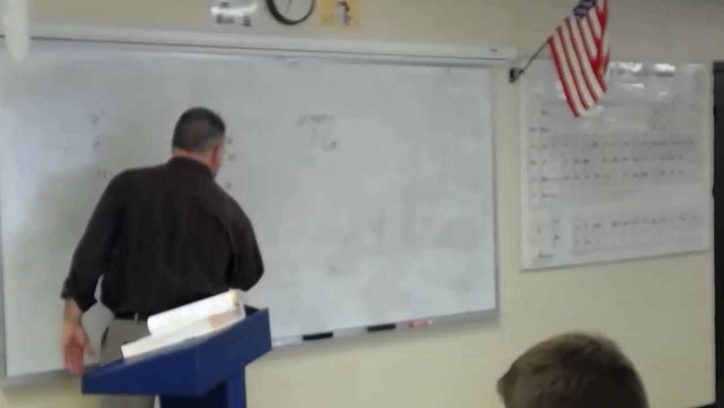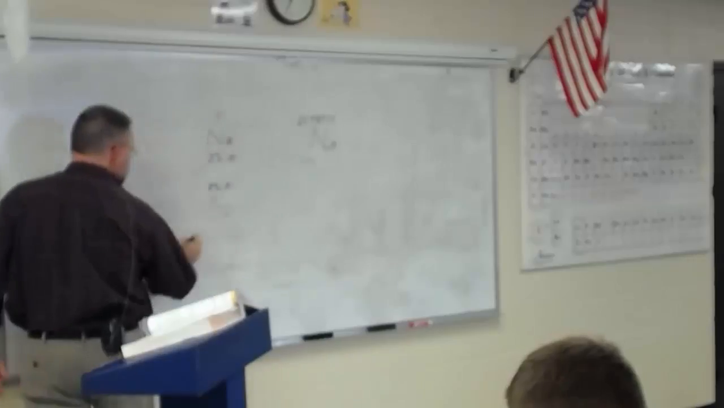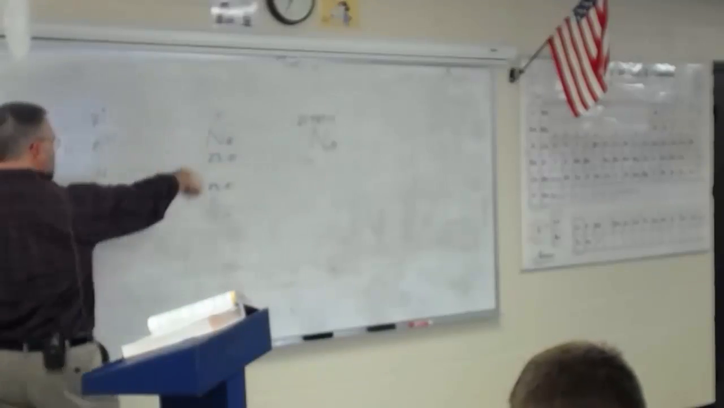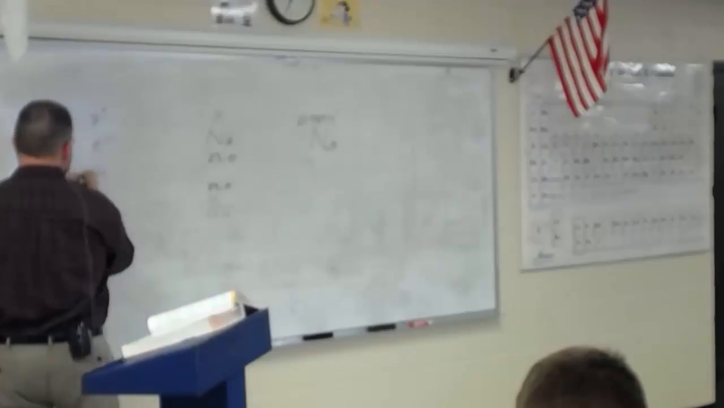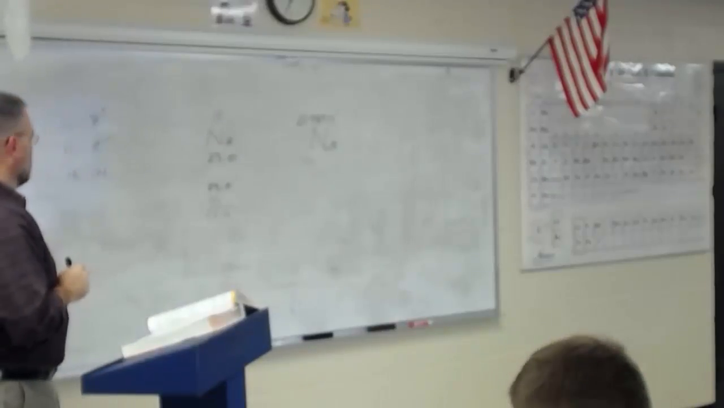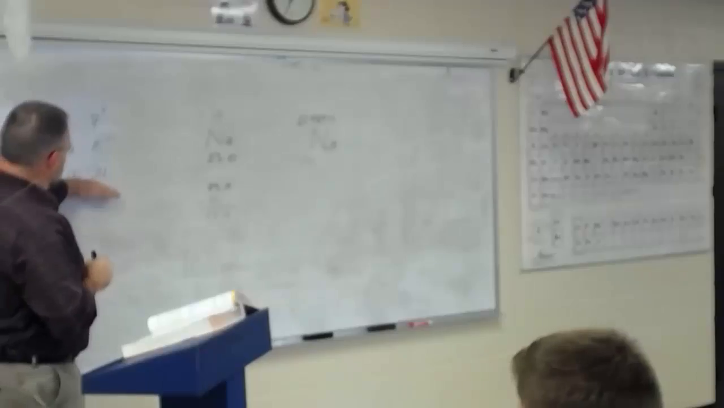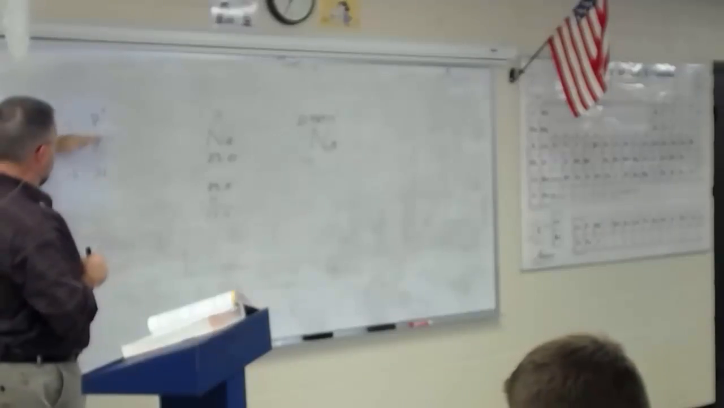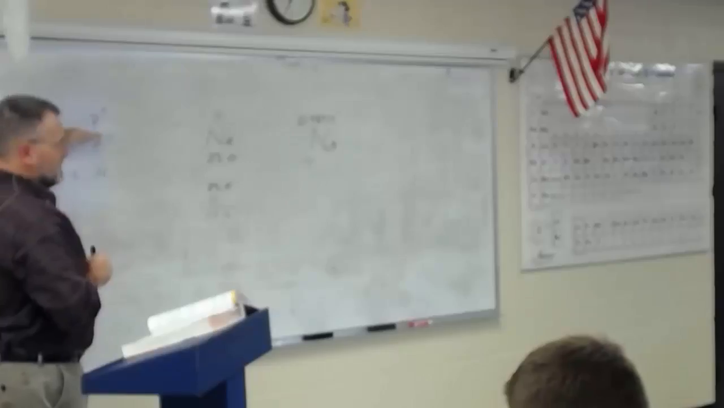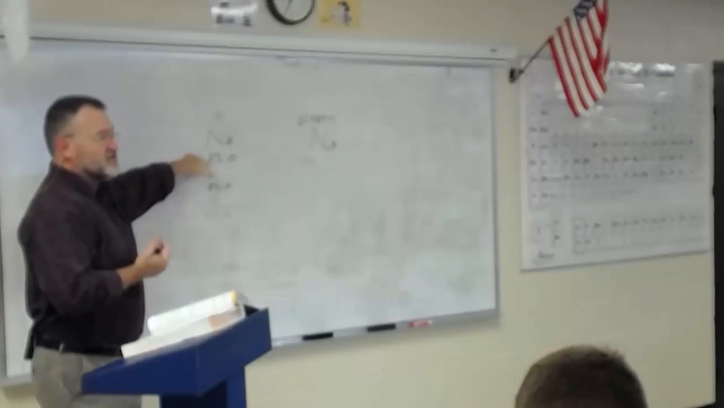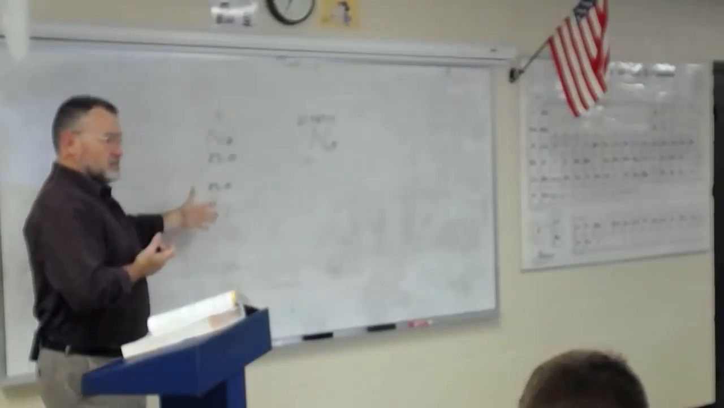And so what is our number of neutrons? 12. In this right here, there are 12 neutrons. Plus 11, remember, not the electrons, neutrons and protons. 12 plus 11 is 23. Now I use sodium because it's a whole number.